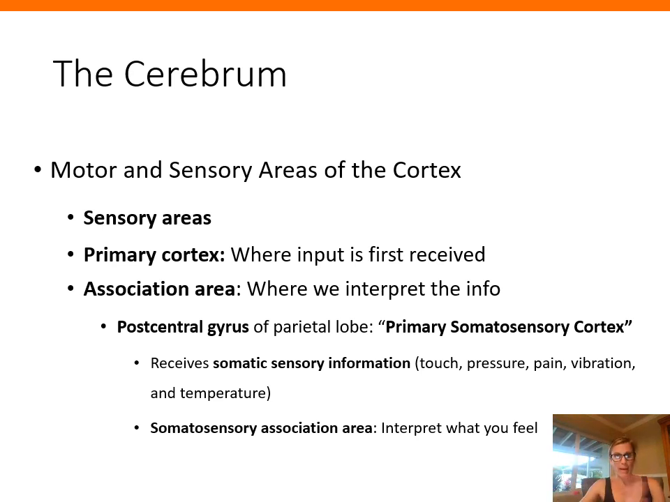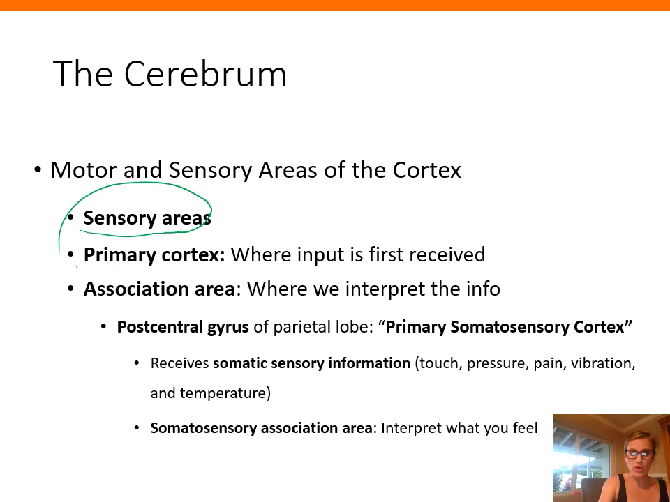If we move back from the motor areas, we get to the sensory areas. There are numerous different sensory areas of the brain. Different areas deal with different senses. When we look at the sensory areas, most sensory areas are going to have a primary cortex and an association area. Kind of like we saw with muscles, there were two areas that were involved. We have two areas that are involved with most of our senses.